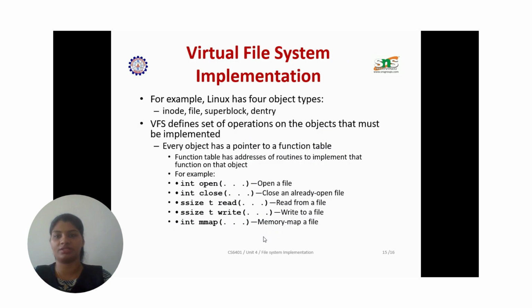Now, how to implement a virtual file system? For example, Linux has four object types: inode, file, superblock, and dentry. VFS defines a set of operations on objects that must be implemented. Every object has a pointer to a function table. The function table has addresses of routines to implement that function on that particular object. Some examples are given: open a file, open file, read file, write file, memory map a file. So these are the examples for virtual file system implementation commands.